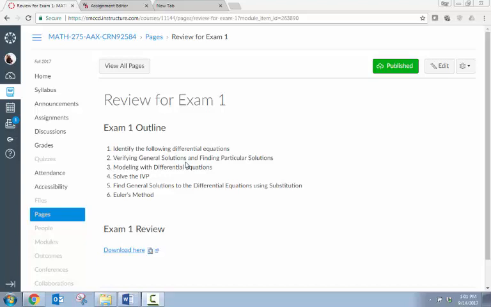Your exam will have 6 problems, and it'll be broken down this way. So problem number 1, you're going to have a list of differential equations. You're supposed to identify them, classify them, and see if there's any way to solve for them. But you're not going to solve for them.